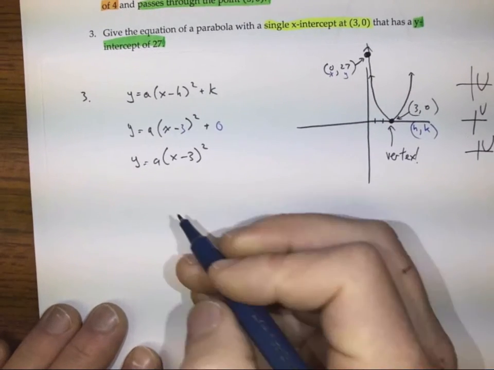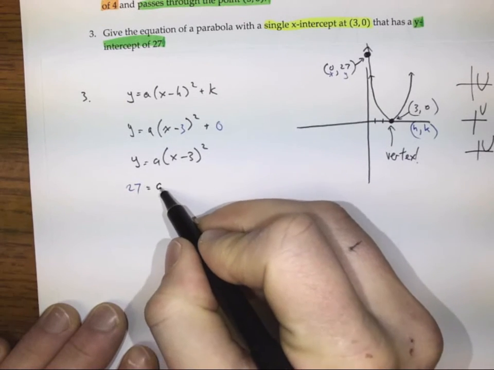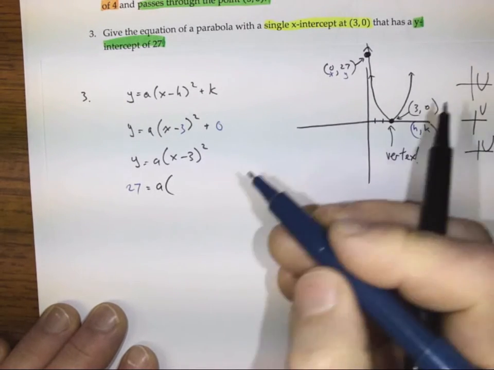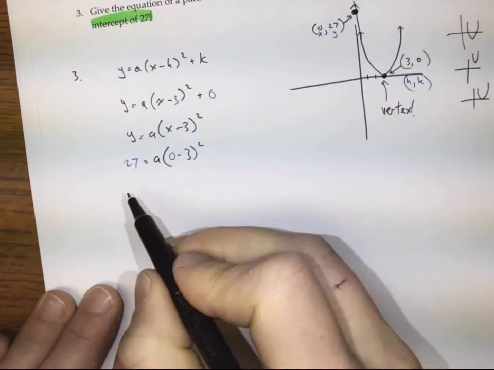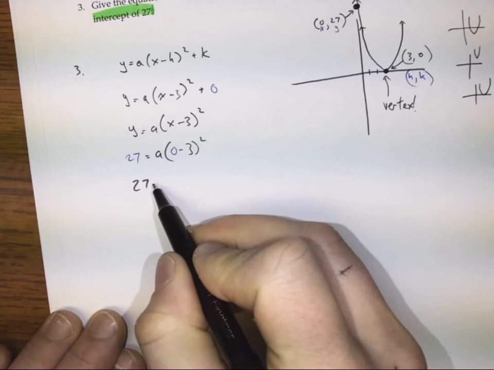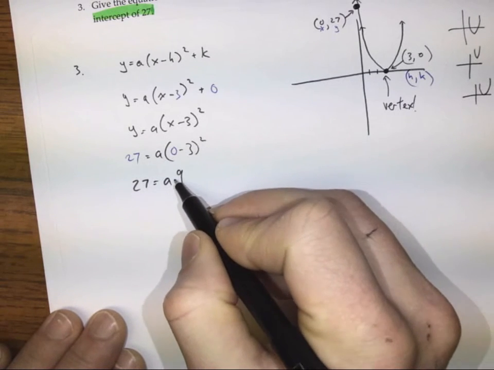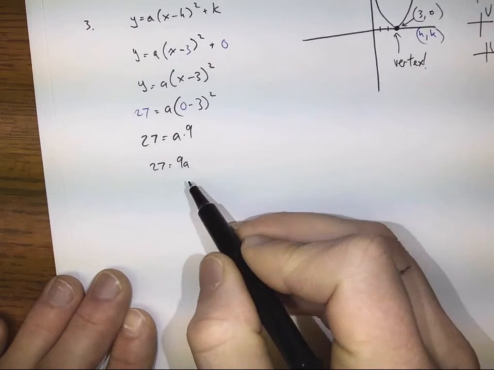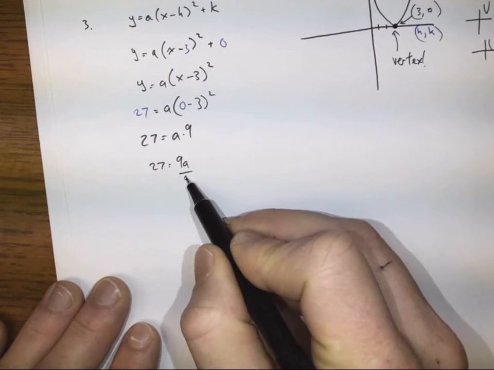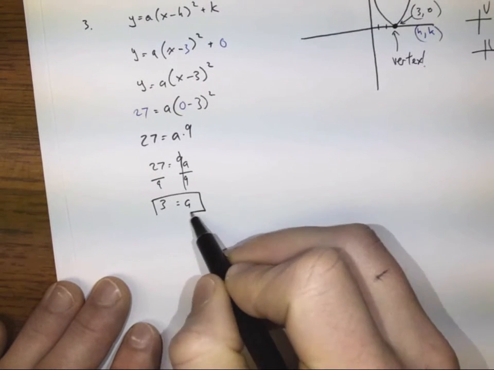So we got an x and a y here. I'll punch those guys in. So that becomes 27 is equal to a, and my x value is 0. I'm going to take away 3 and square it. And so then I'll say, okay, 27 is equal to a times negative 3 squared, which is 9. So 27 is equal to 9a. And to isolate a, I do the opposite of multiplying by 9. I divide by 9. And it gives me a is equal to 3.